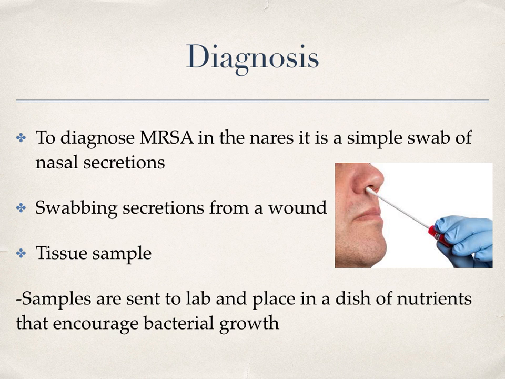Doctors diagnose MRSA by checking a tissue sample or nasal secretions for signs of drug-resistant bacteria. This sample is sent to a lab where it's placed in a dish of nutrients that encourage bacterial growth, which is called a culture.